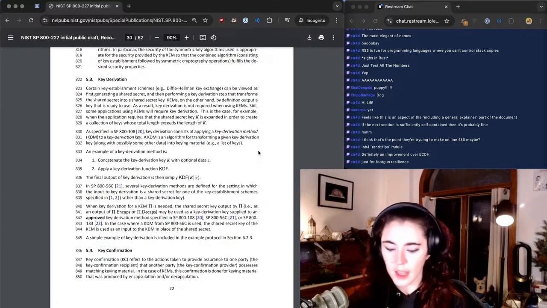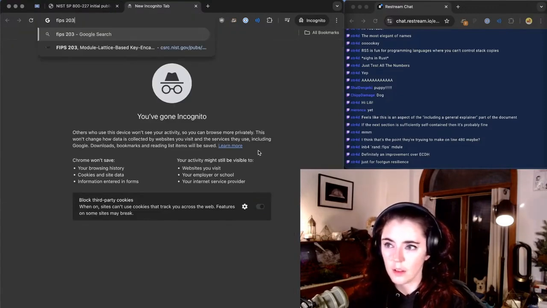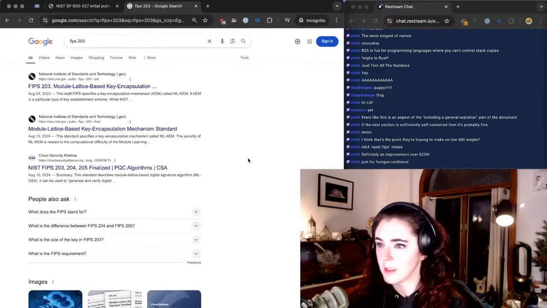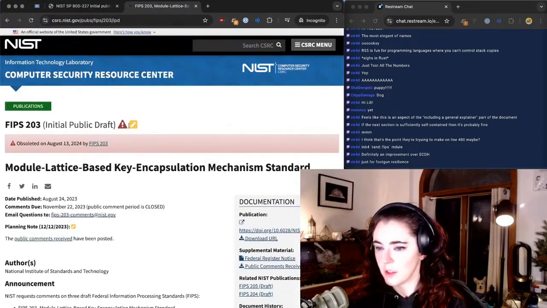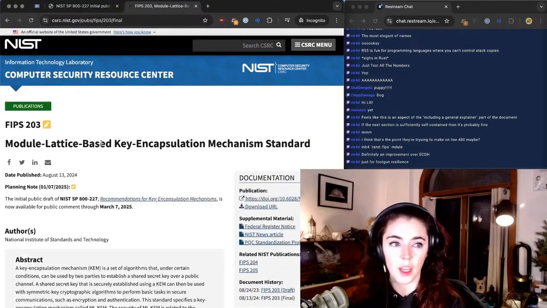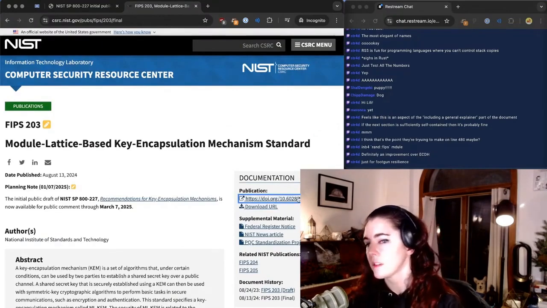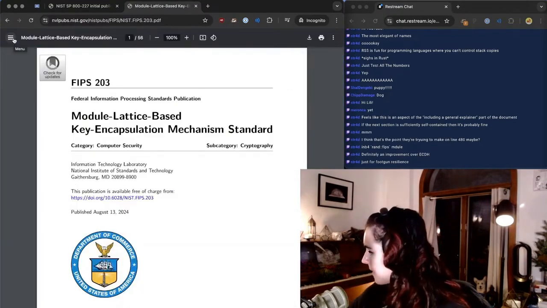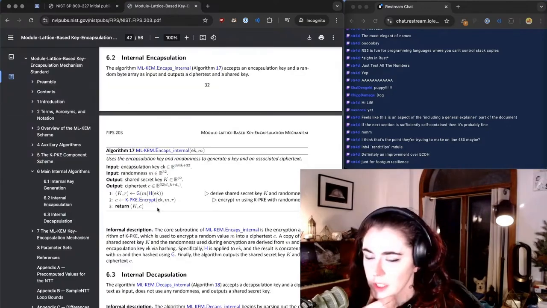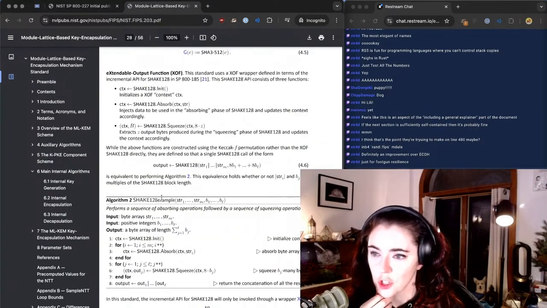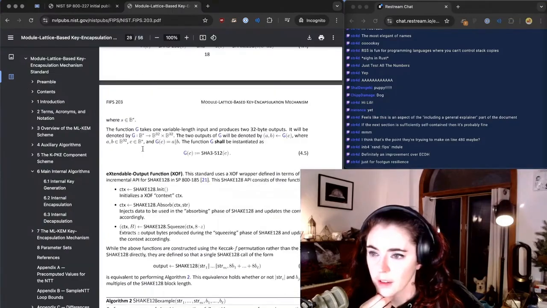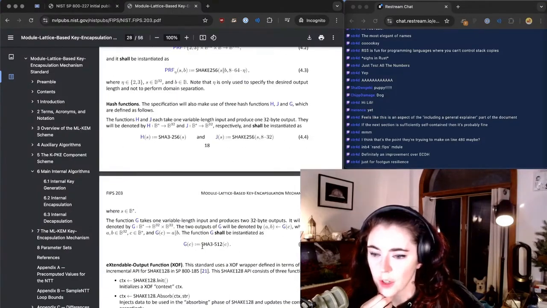There's no label inside to domain separate any other use of SHA-3. Yeah, for example, do you know what G is? G is just SHA-3.